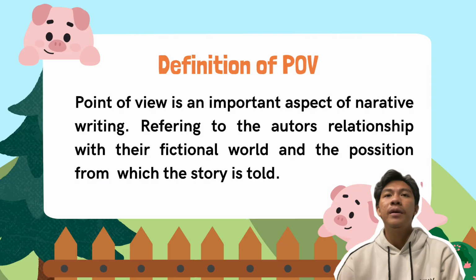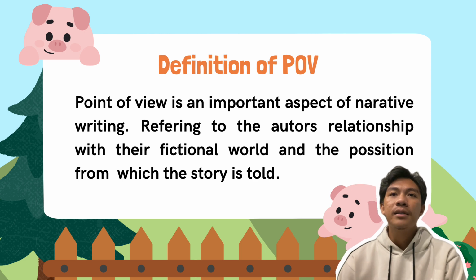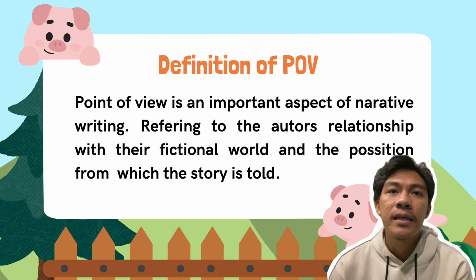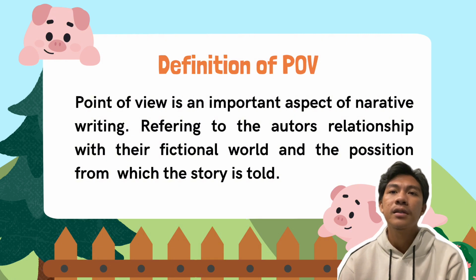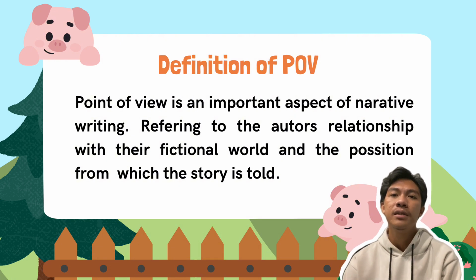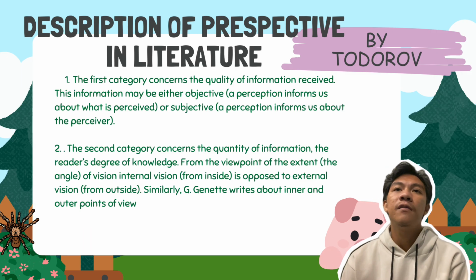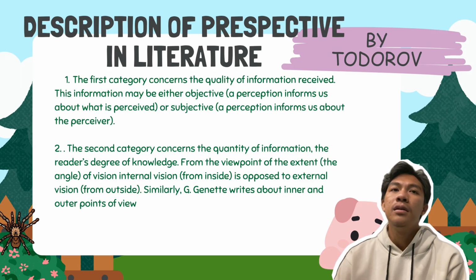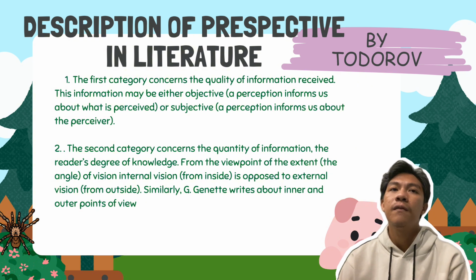The first material will be the definition of POV. Point of view is an important aspect of narrative writing, referring to the author's relationship with their fictional work and the position from which the story is told. The next is the description of perspective in literature. This description is from Todorov. He explains history in the description of perspective.